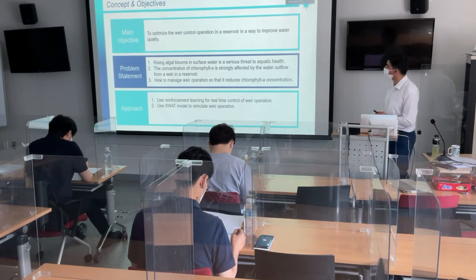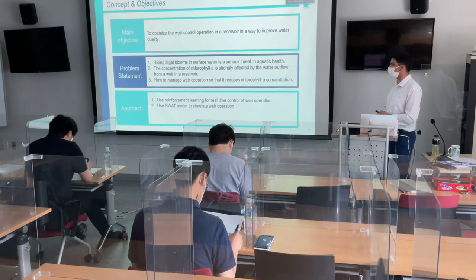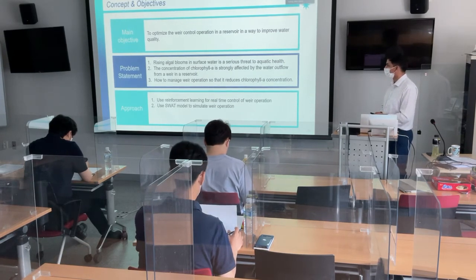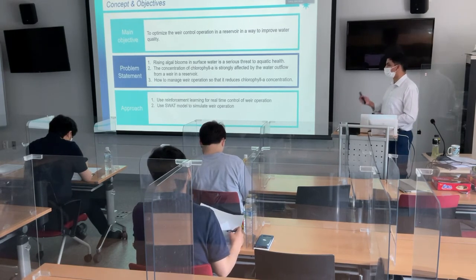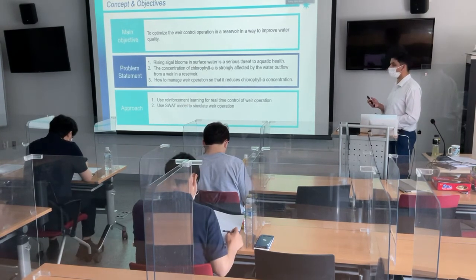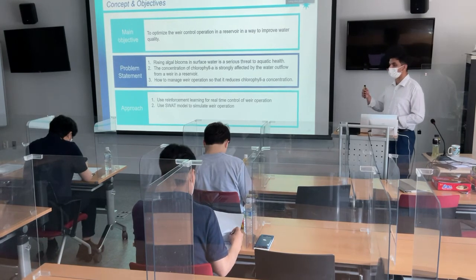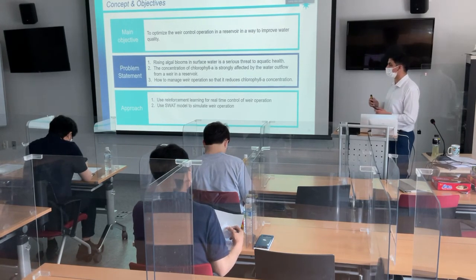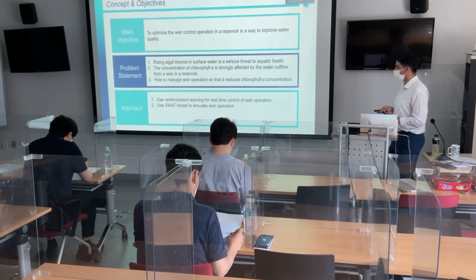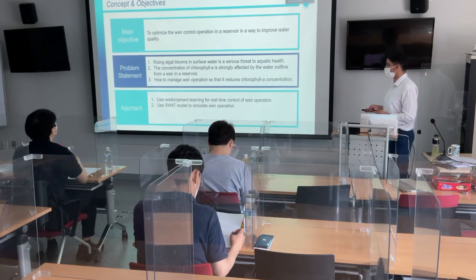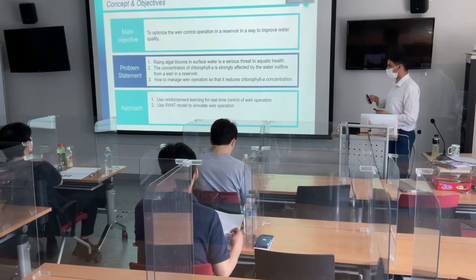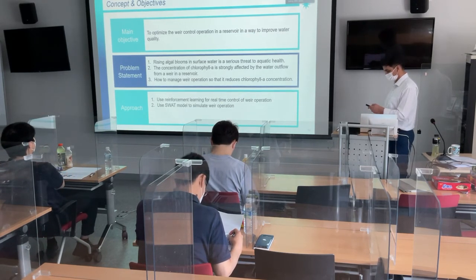Then in the fourth study, which is focused on improving the surface water quality in the Nakdong River, my objective was to reduce the chlorophyll A concentration. The chlorophyll A concentration in the surface water has a very dynamic relationship with the amount of outflow from the reservoir. And I chose reinforcement learning combined with the SWAT model for this weir operation control. And by weir operation, I mean the amount of outflow from the reservoir.